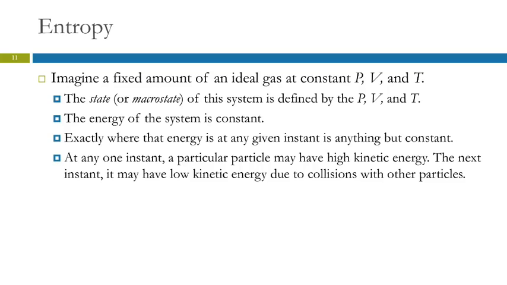So upon collision, a low energy particle might become a high energy particle. That make sense? So if we look at it from our point of view, where we can't see the individual particles, it looks like this thing is constant. The energy is the same, because the pressure, the volume, the temperature are not changing. But if we could zoom in and look at the individual particles, we'd see that there's a lot going on.